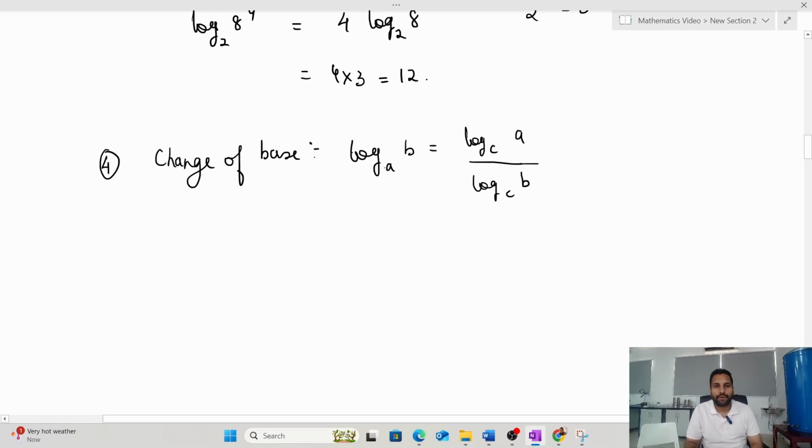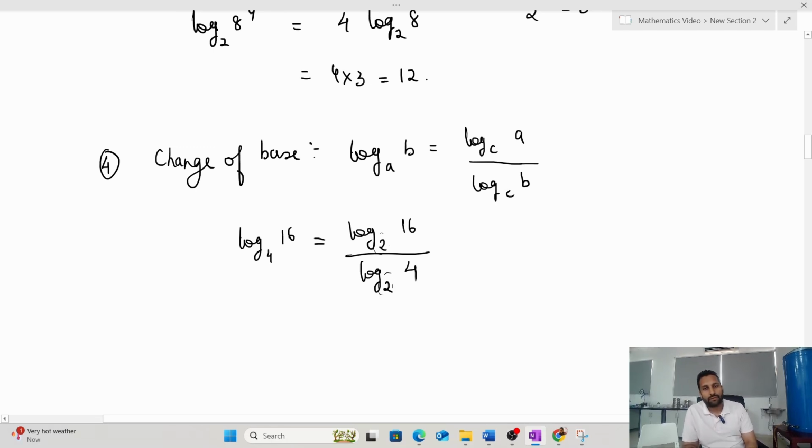I will explain this with an example. If you have log base 4 of 16, you can write this in terms of any log base of your preference. So suppose I want to use base 2, I will write log base 2 of 16 divided by log base 2 of 4. You need to remember that whatever base you take in the numerator, the same base should come in the denominator. So log base 2 of 16 over log base 2 of 4.